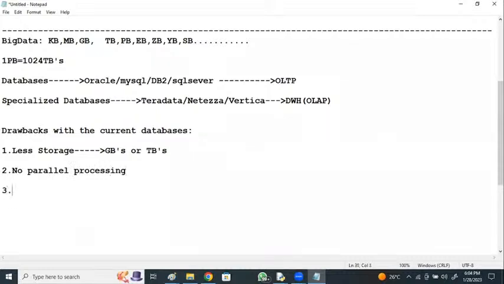And if volume increases, speed decreases, right? Yes, speed decreases. If volume increases, speed decreases.